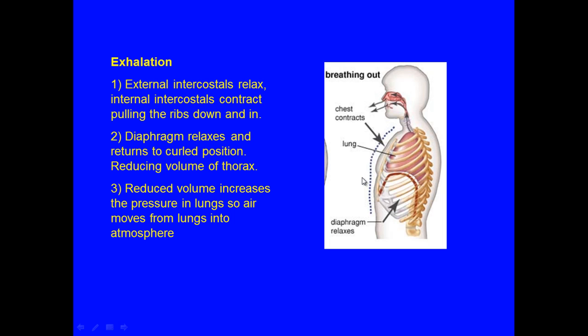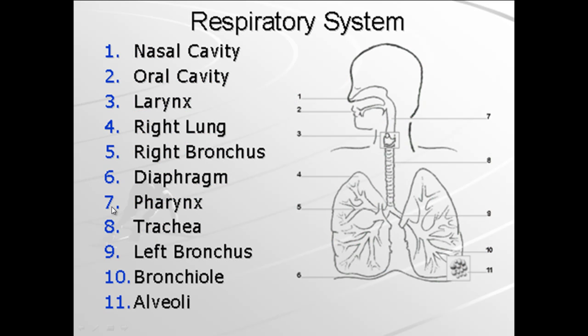and what this does is reduce the volume, or the size of the space, found within the lungs or the chest cavity, and this will increase the pressure within the lung, and therefore the air will be forced out. And so what we have here is a cross-section diagram of the respiratory system, and you've got some of the different sections labelled.